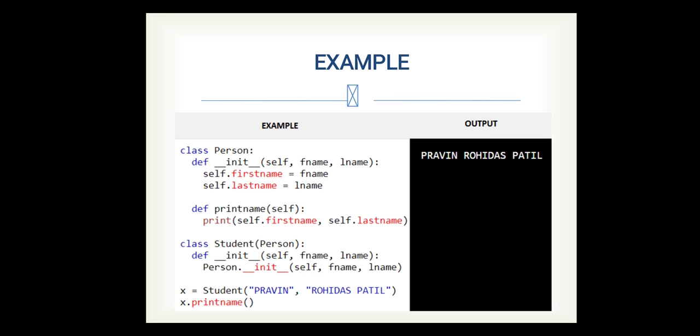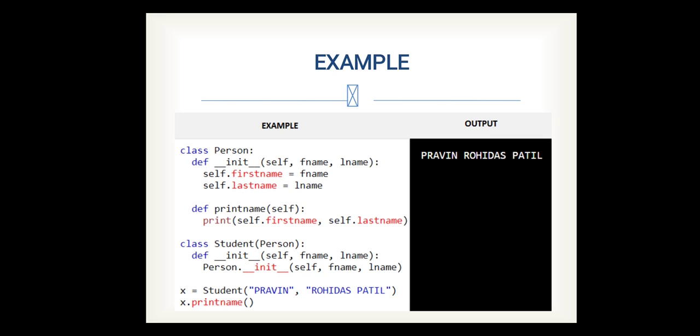We have created a parent class, that is Person, and created the constructor of the parent class using the init function. Then we have assigned the parameters fname and lname. Then we are creating a second method, that is printname. Then we are creating a second class, Student, and we have also created a constructor for the Student class using the init function, in the derived class.